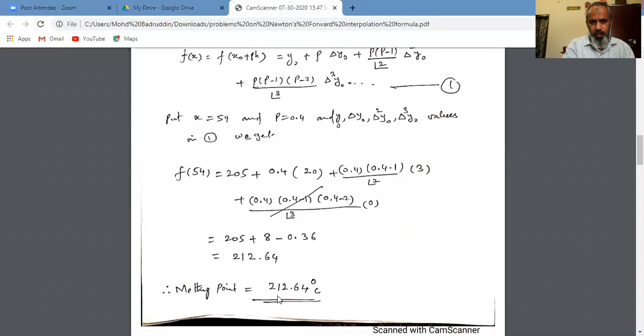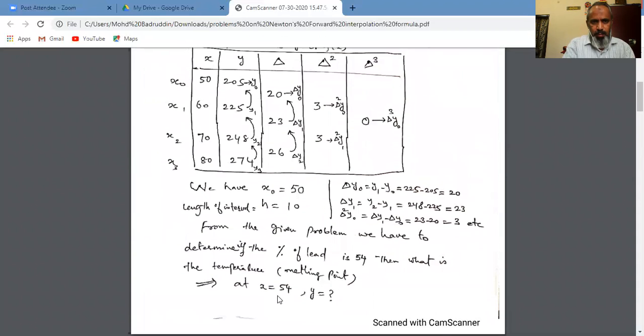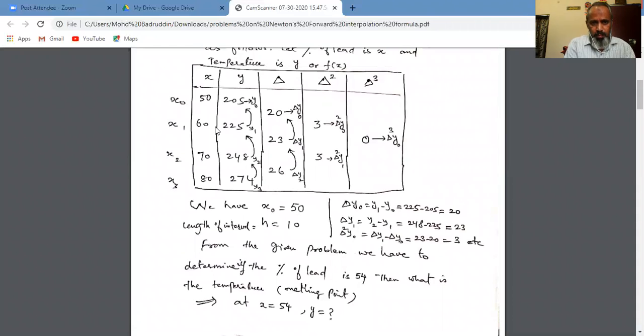So let us once again see what the value is in the table. The melting point is 205 at 50 degrees, 50%. At 60% it is 225 degrees centigrade. So at 54%, the value should lie in between 205 to 225, and we are getting 212.64, which means our answer is correct with regard to this given problem.